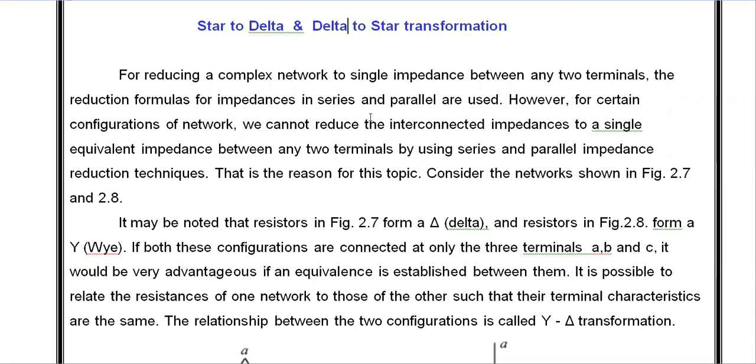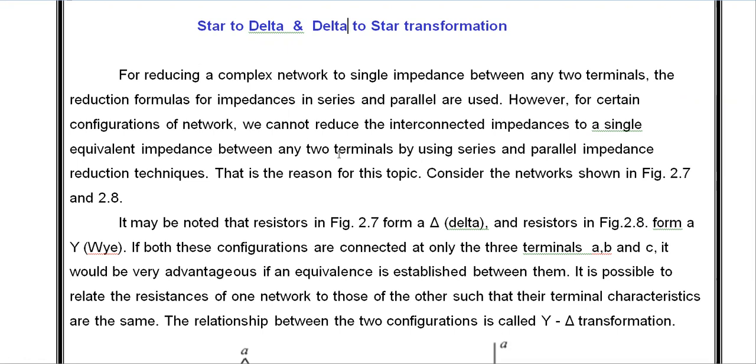In some complex networks, we have to reduce the complex network into one single resistance. Using the series combination of resistors and the parallel combination of resistors, we may convert the complex network into one single resistance. That problem we already solved in the first unit.